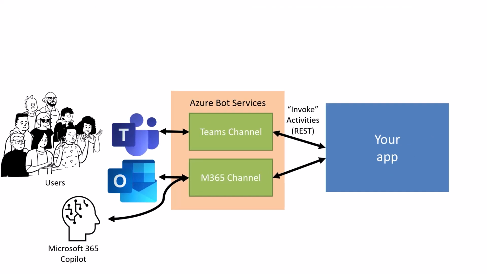And the REST calls that go between the bot services and your application send special messages called invoke activities that convey the clicking of menus, the returning of results, etc. So even though it might not look like a bot, message extensions use the same mechanism to send menu clicks and data that you would use in a chatbot to send chat messages.